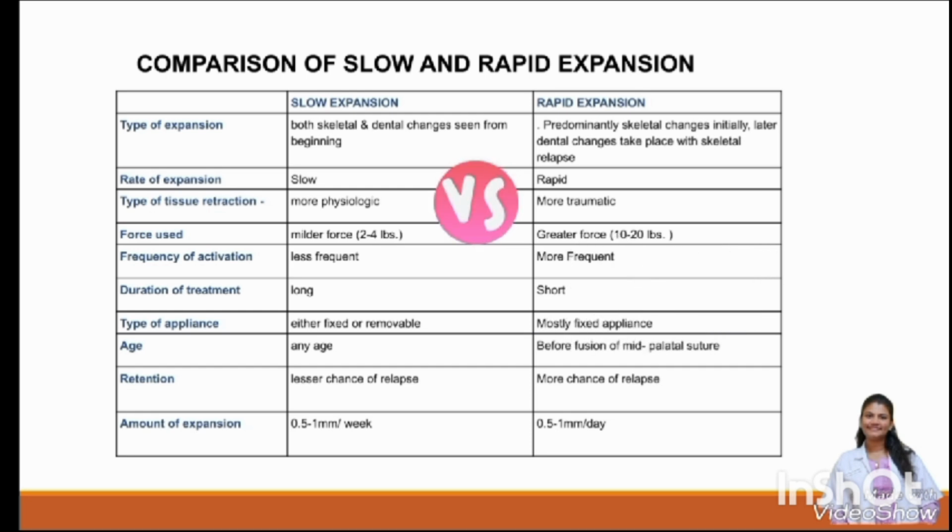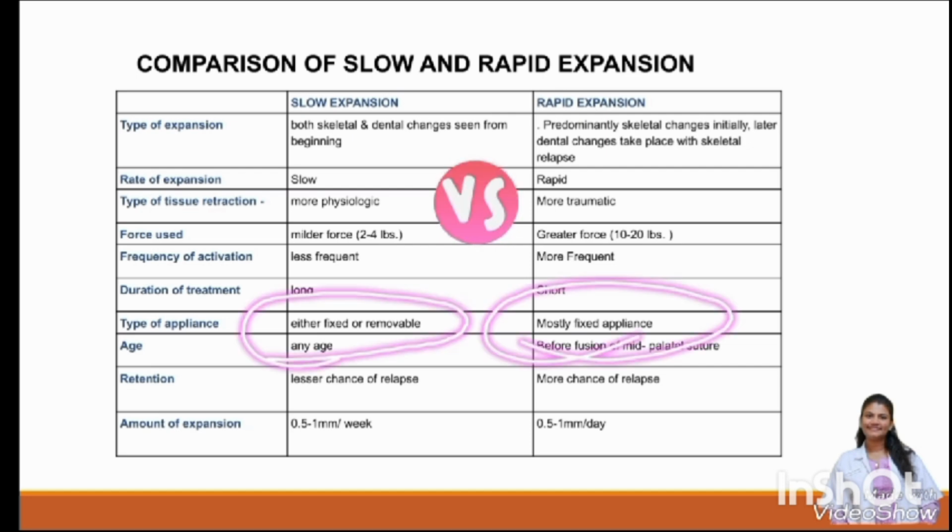Rate of expansion: slow expansion is of slow rate, rapid expansion is of rapid rate. Type of tissue reaction: in slow there is more physiologic type of tissue reaction, whereas in rapid there is more traumatic. Force used in slow is milder force, about 2 to 4 lbs, whereas in rapid expansion the force used is greater, which is 10 to 20 lbs. Frequency of activation: slow expansion has less frequent activation. Rapid expansion is more frequent. Duration of treatment: slow expansion takes a long period of time, whereas rapid expansion takes a shorter period of time.